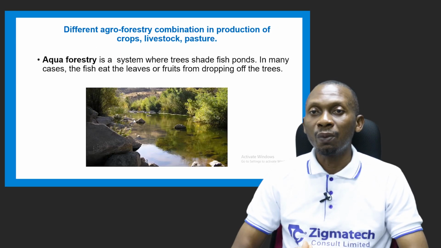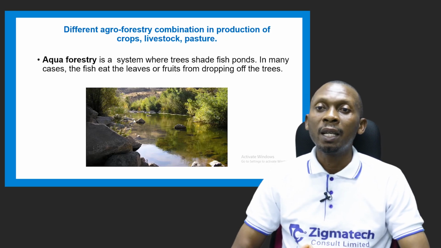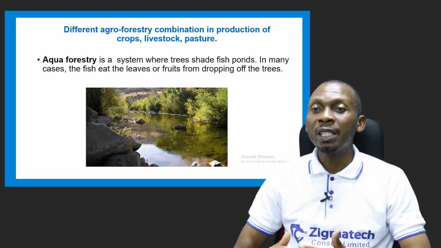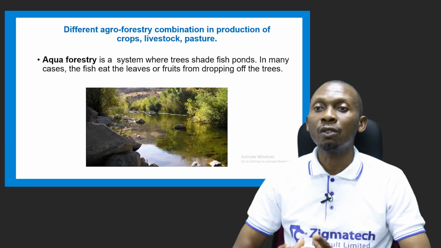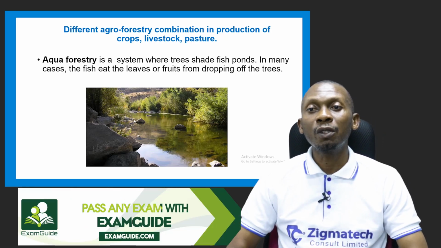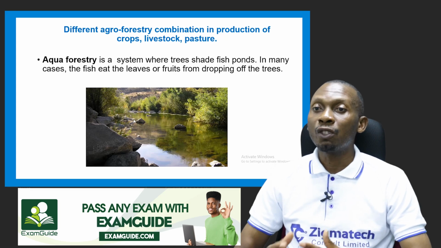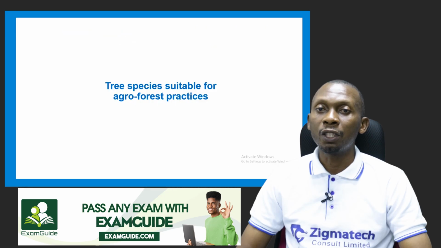Another agroforestry combination is aquaforestry. Now, in this system, trees shade fish ponds. So we're combining trees together with fish ponds, and the trees help to shade these fish ponds, and the leaves and the fruits from these trees which drop into the water can be eaten by the fish.